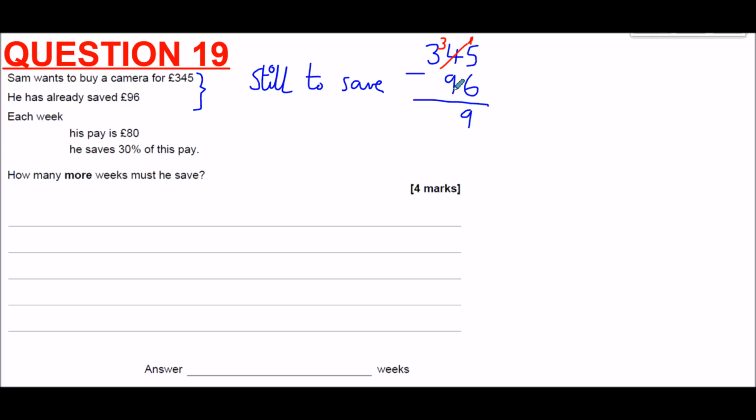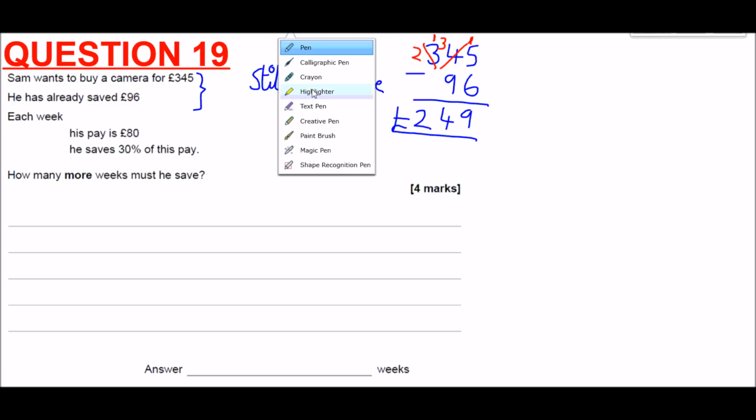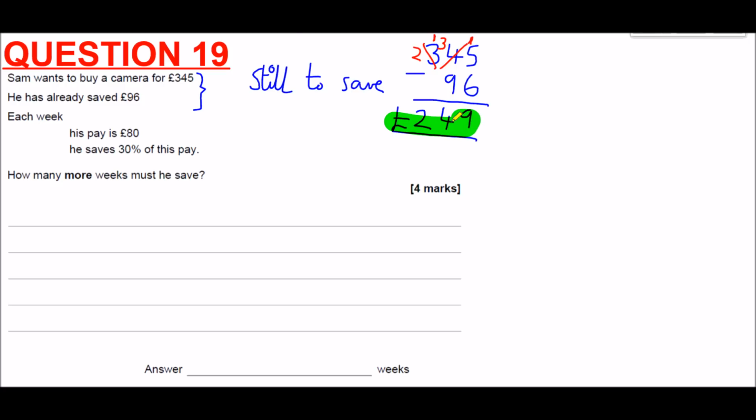3 take away 9 we can't do, so we'd have to borrow one from the 3, which now becomes a 2. And the one we've borrowed goes next to this 3, which now becomes 13. Now 13 take away 9 we can do, which is 4. And 2 take away nothing beneath it is 2. And so the amount of money still to be saved is 249. Still got to save £249.